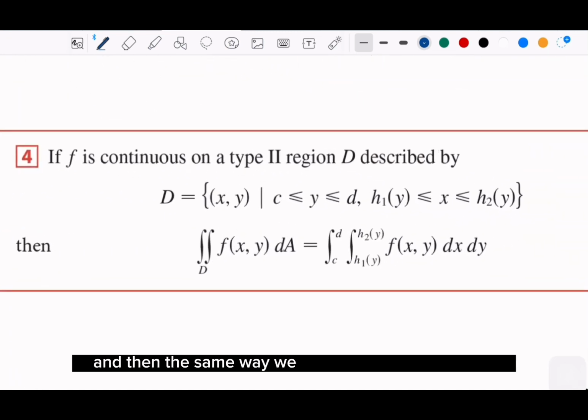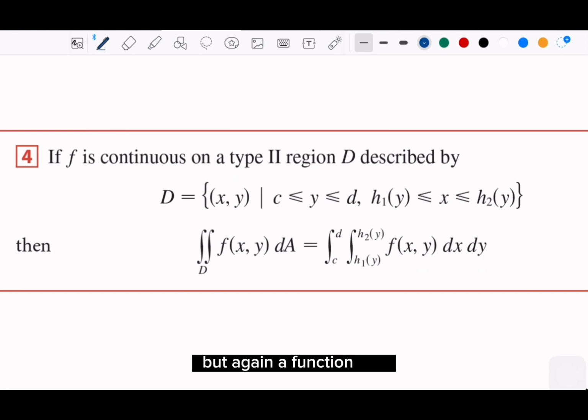And the same way we get this for a function of y. But again, a function of x or a function of y, it can be both. You need to choose which one, and then how you describe the function. The function will be inside, and the constant will be outside.